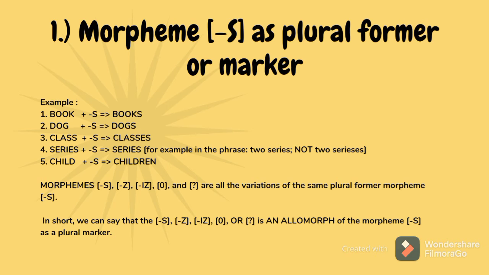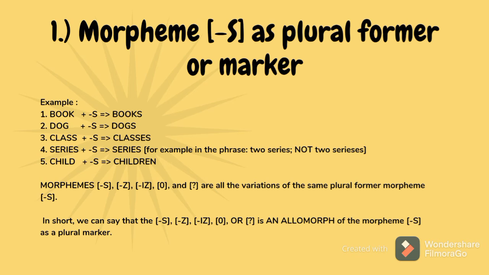Dog plus s becomes dogs. Class plus s becomes classes. Serious plus s, this is still serious, for example in the phrase too serious, not too serious. And then the last, child plus s becomes children.